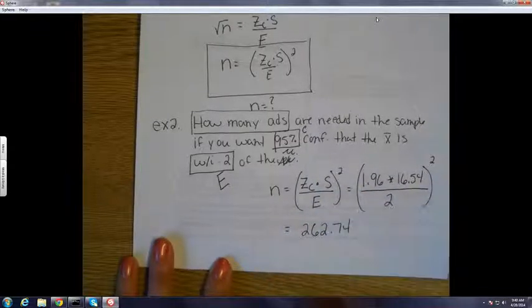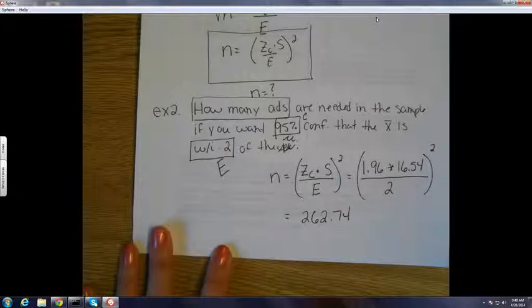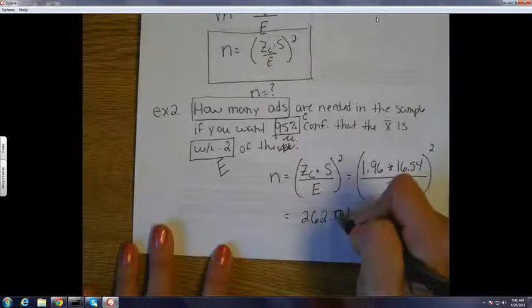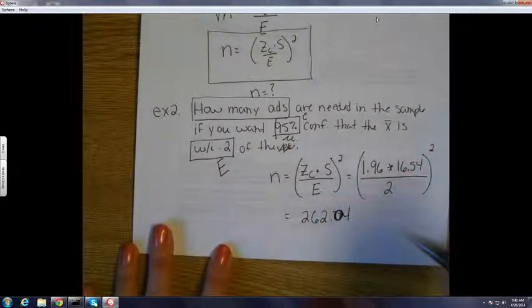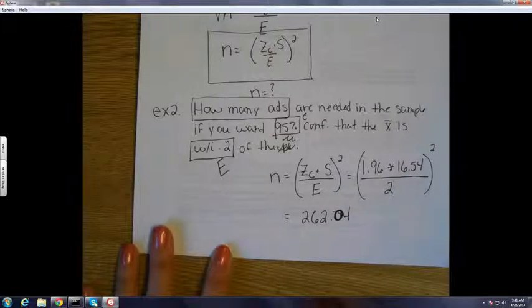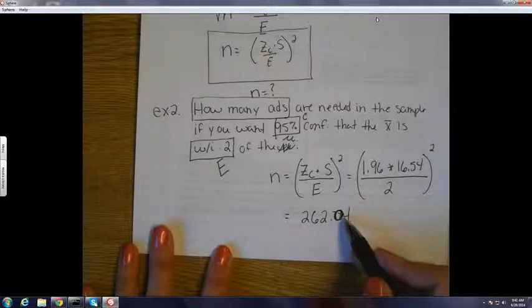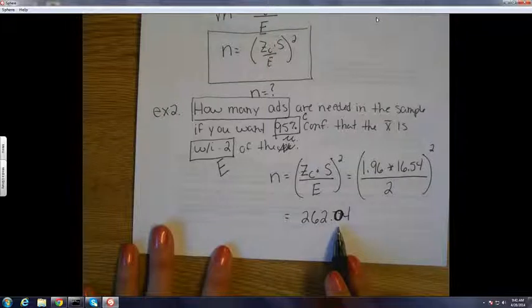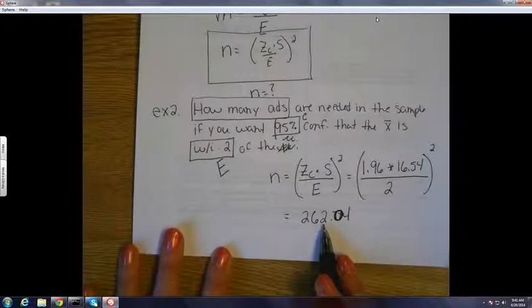Okay. Can I have 262.74 samples? 263 would be correct. It has to be a whole number. What if this had come out 262.04? How many samples do you need? Still 263, because I always round up here. Even though normal rounding says 262, this is sample size.